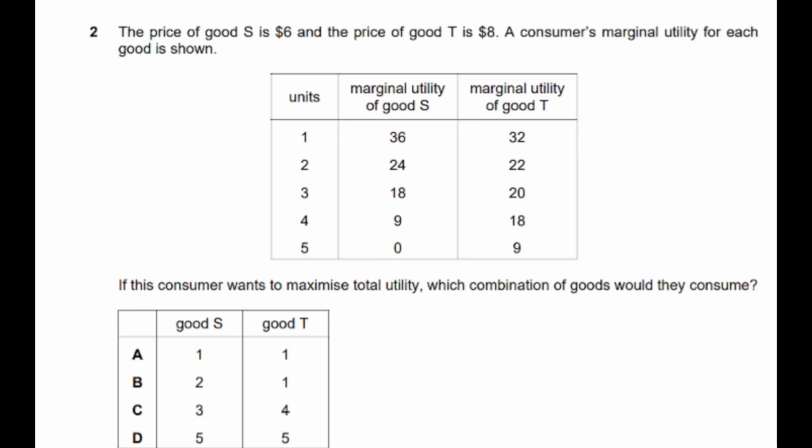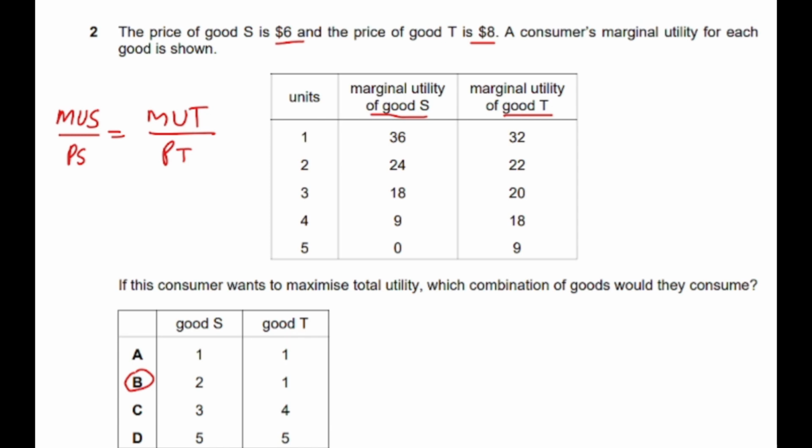Moving to question number 2, the price of good S is $6 and the price of good T is $8. A consumer's marginal utility for each good is shown. These are marginal utilities of good S and these are for good T. If the consumer wants to maximize total utility, which combination of goods would they consume? Keep in mind, marginal utility theory suggests that utility is maximized at a point where marginal utility of one good, that is S, divided by price of S, is equal to marginal utility of the second good, that is T, divided by price of T. Where this condition is satisfied, that answer will be correct. So option B here is the correct answer for this question.